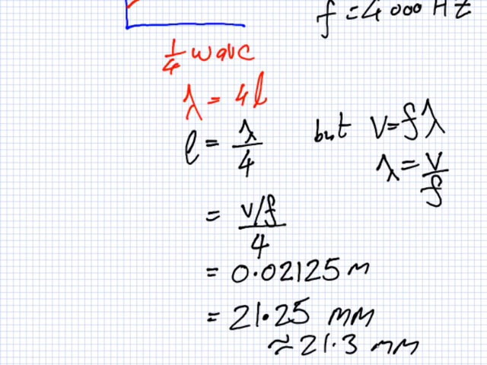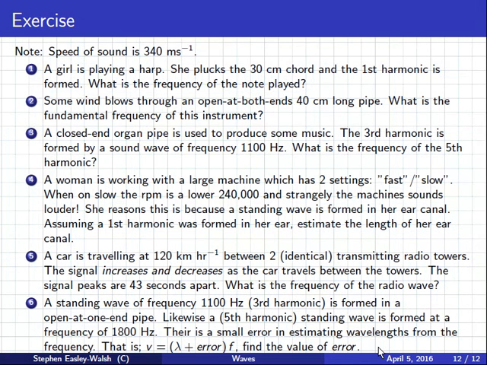Is that okay? Continue. A car is travelling at 120 kilometers per hour between two radio towers. The signal increases and decreases as the car travels between the towers. The signal peaks are 43 seconds apart. What is the frequency of the radio wave?